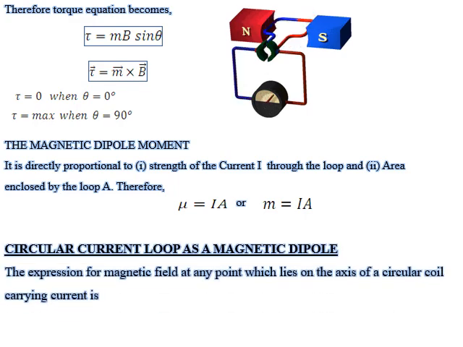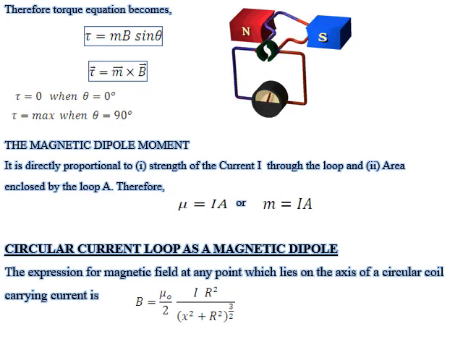This is a concept which can come only for numericals, and there is no derivation as such. You don't have to remember it, but for numericals, formulas you will have to remember. Circular current loop as a magnetic dipole. So here we have already studied the circular loop equation, correct? B is equal to mu naught by 2 I r square divided by x square plus r square whole power 3 by 2. This was the equation for the circular loop.